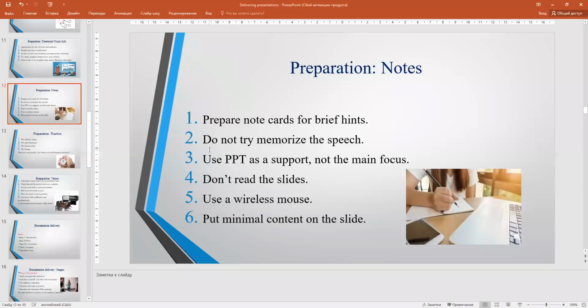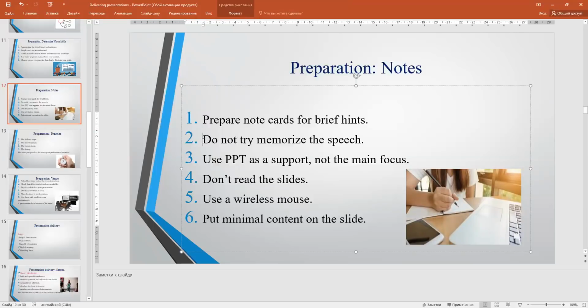And do not try to memorize the speech. If you memorize your speech, you may fail to explain something or generate your ideas. A typical example of this failure is the memorized IELTS examination answers. If you memorize your answer, you may get lost during the presentation, and you fail to remember the memorized answer. And then the third one, you can see use PowerPoint presentation as a support, not the main focus.